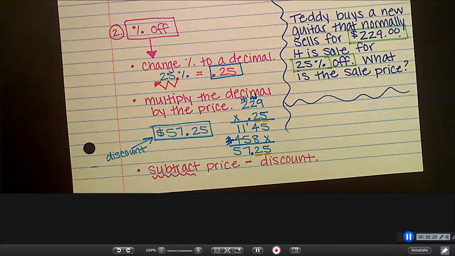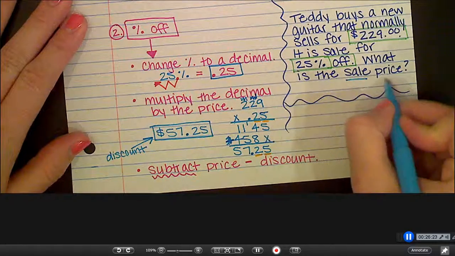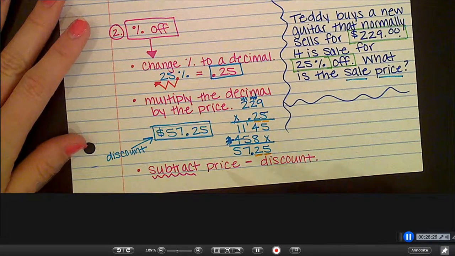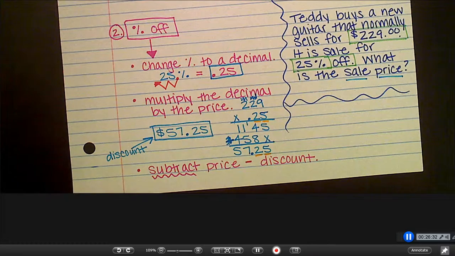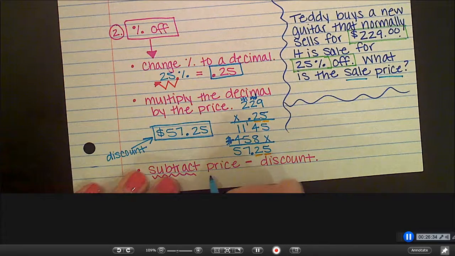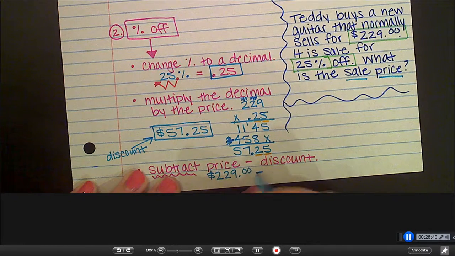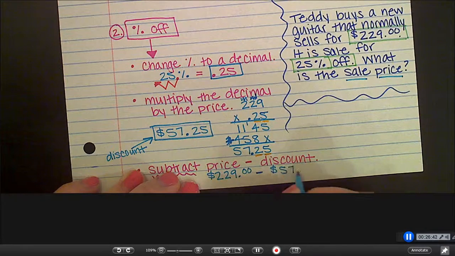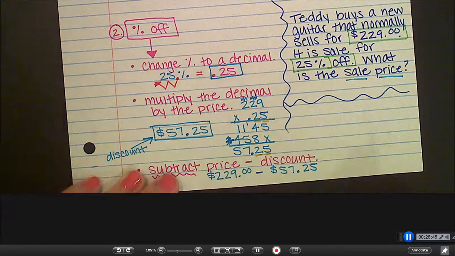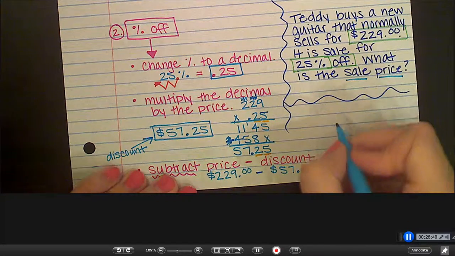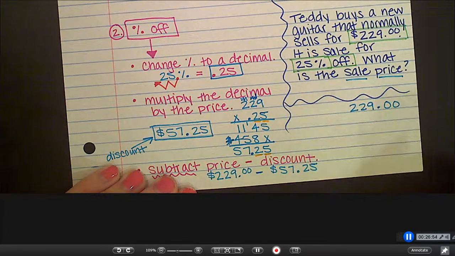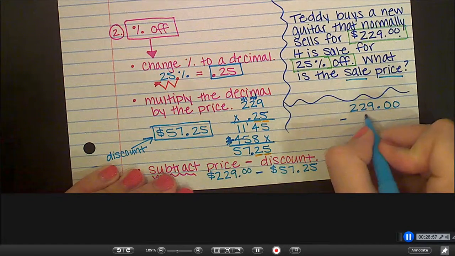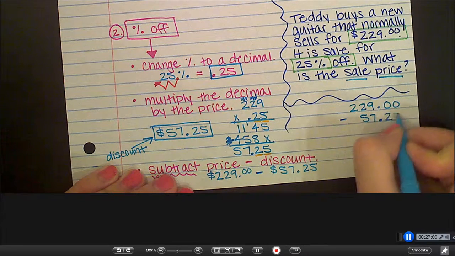But, of course, we're not done because it said, what is the sale price? And when it says, what is the sale price, that means we actually have to figure out, after the discount, how much is Teddy going to be paying. So, we're going to subtract the price, which is $229, minus the discount, $57.25. Let's come right over here and work this out. $229, I'm going to put my decimal in 00 because I need to line these up, minus $57.25.